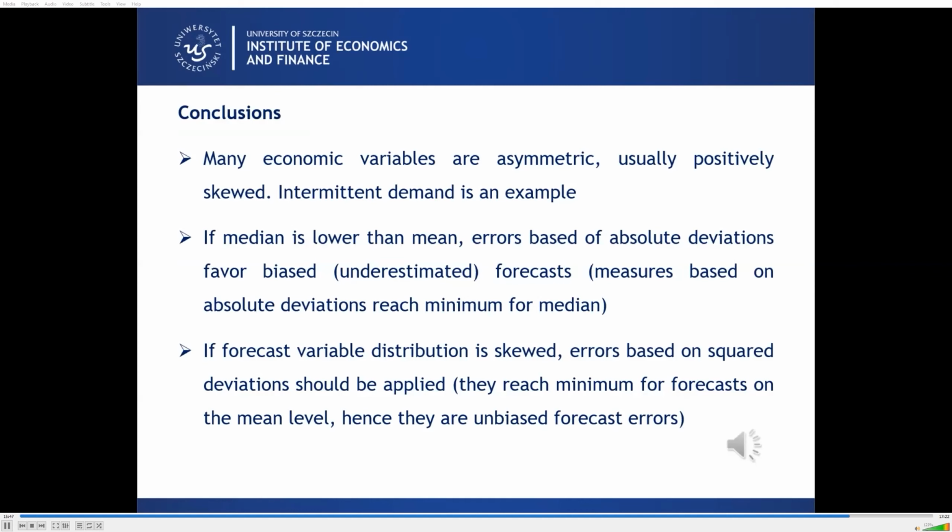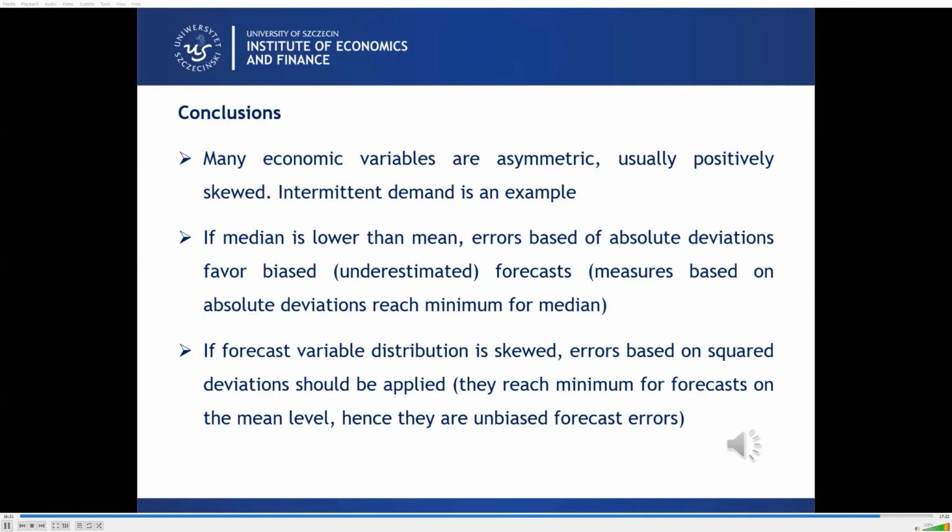Let me go to the conclusions. Many economic variables are asymmetric, usually positively skewed. Intermittent demand is an example. If the median is lower than the mean, errors based on absolute deviations favor biased, usually underestimated forecasts. It is because measures based on absolute deviations reach a minimum for the median.